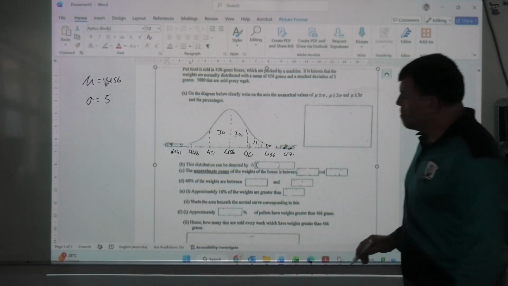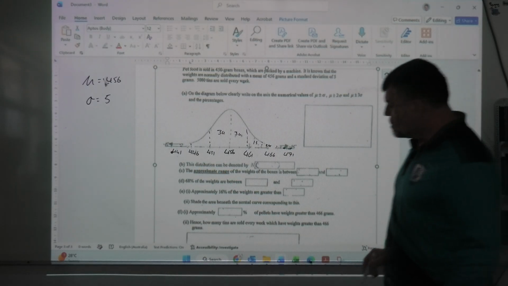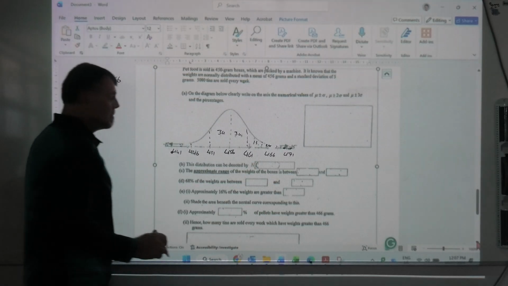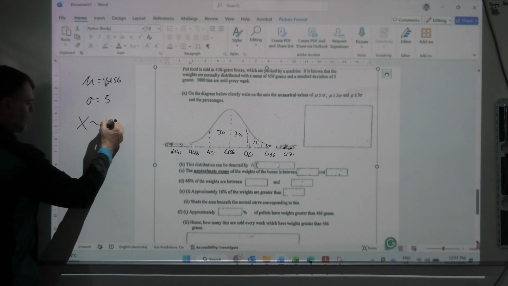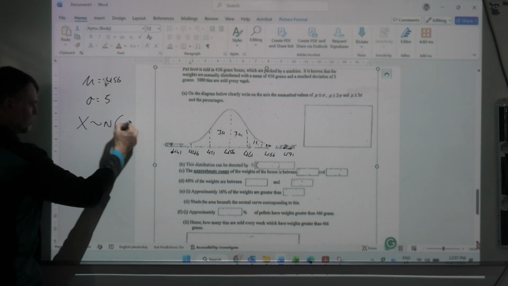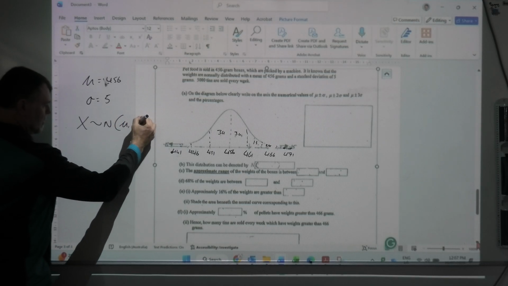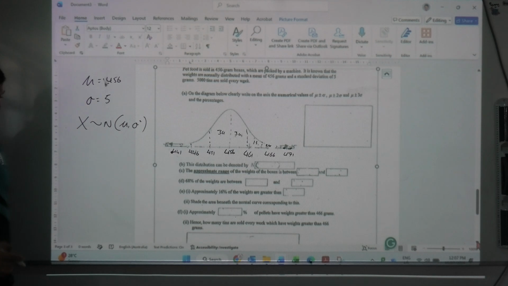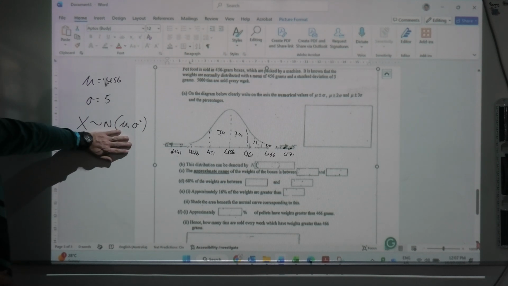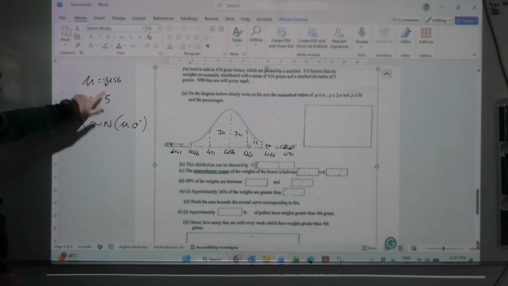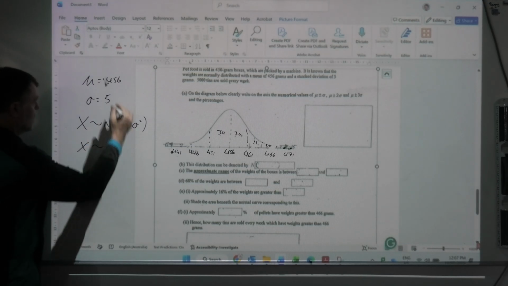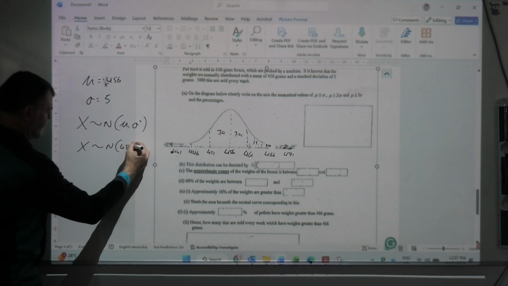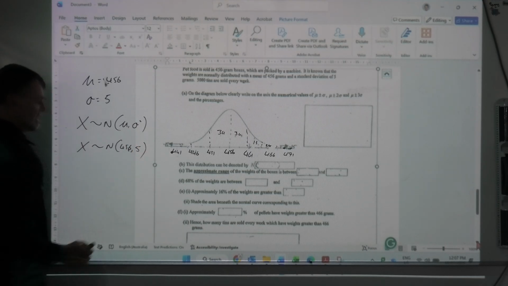When it comes to normal distributions, we usually denote this by using a simple method. We will say x is approximately N for normal distribution, mean, and standard deviation. So this here is a way that you would write your distribution. So in this case, we'd have x is normally distributed with a mean of 456 and a deviation of 5.